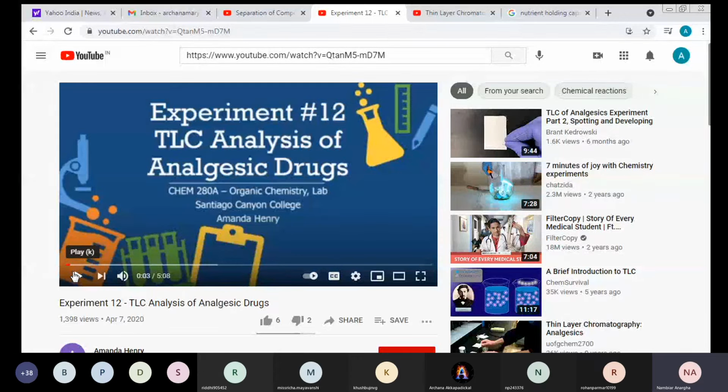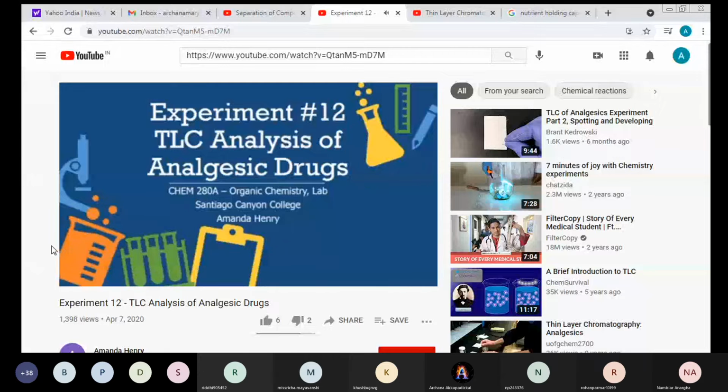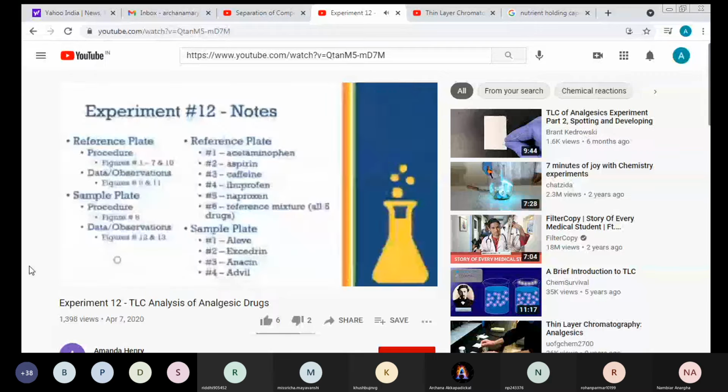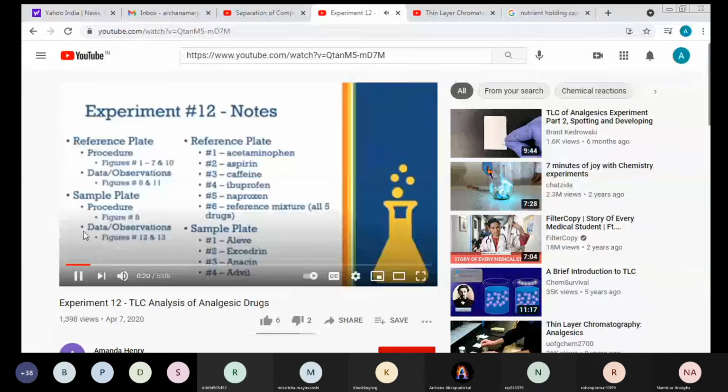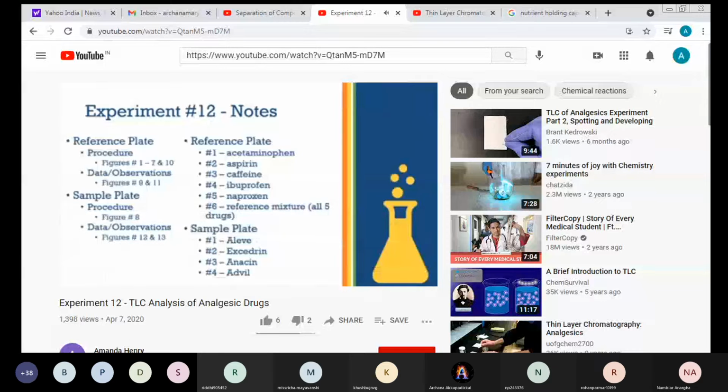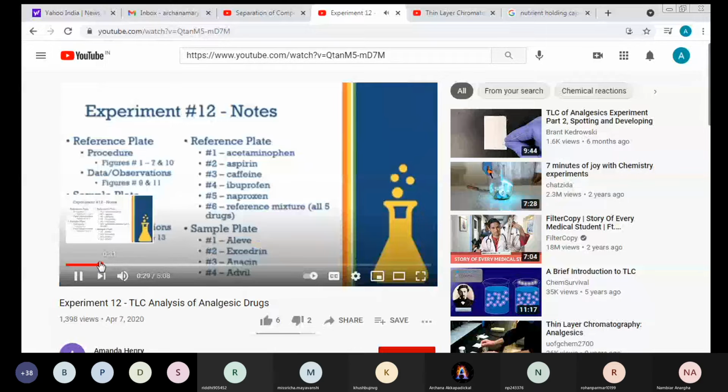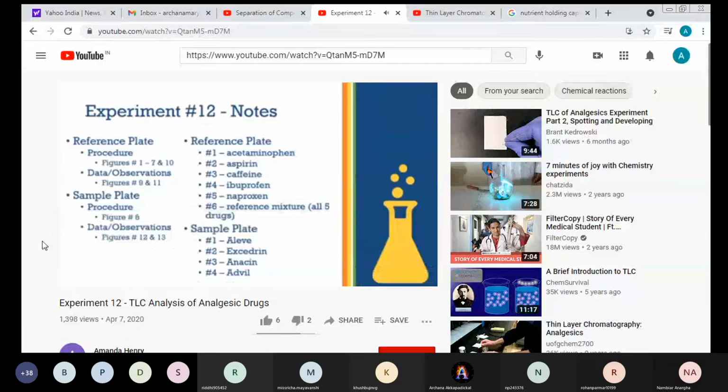The TLC analysis of analgesic drugs. It will go through the procedure as well as data and observations. A reference plate and sample plate were each made and analyzed. The procedure is shown on figures 1 through 7 and 10 for the reference plate and figure 8 for the sample plate. Many of the procedural steps on the reference plate and sample plate are shown here and throughout other slides.